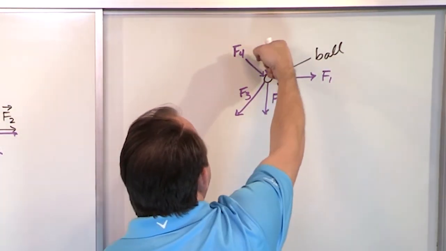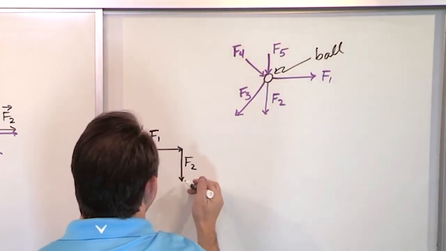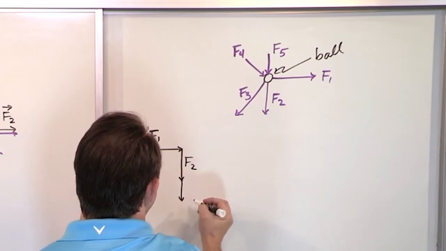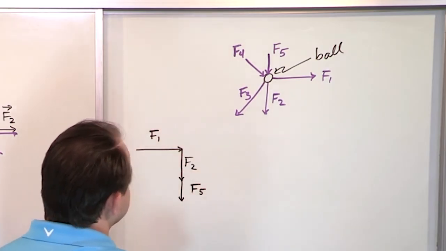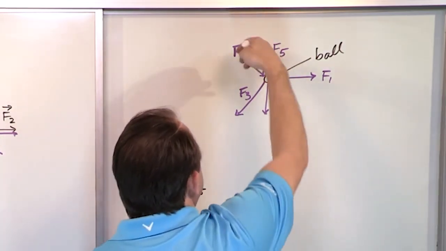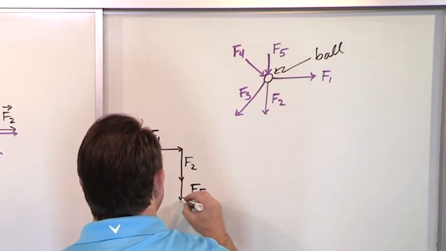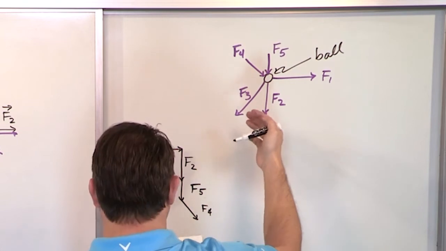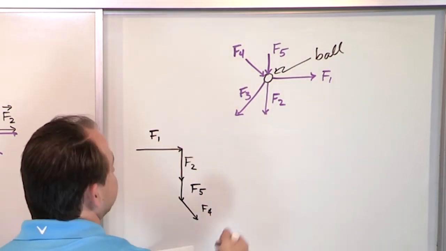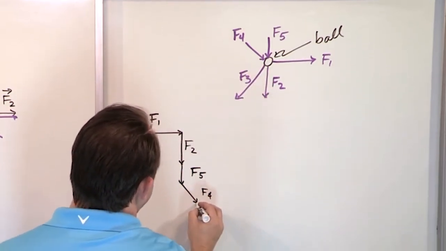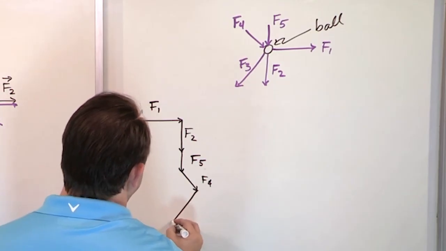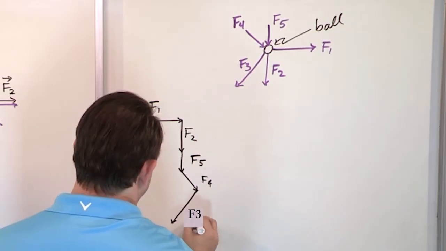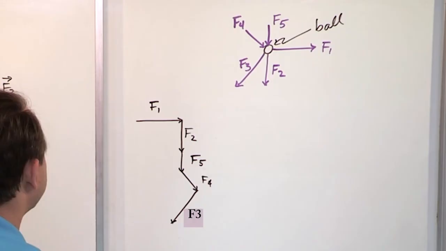Let's go and do F5 next. That's a shorter vector, also pointing down. So this is F5, a little shorter, like this. And then let's do F4 next, which is this one to the right. I'll grab him tail to head, like this, F4. And then let's do F3, finally. This one here, I'll do tail to head. He's longer, so I'll do him like this. That is more or less what you should get, arranging head to tail.